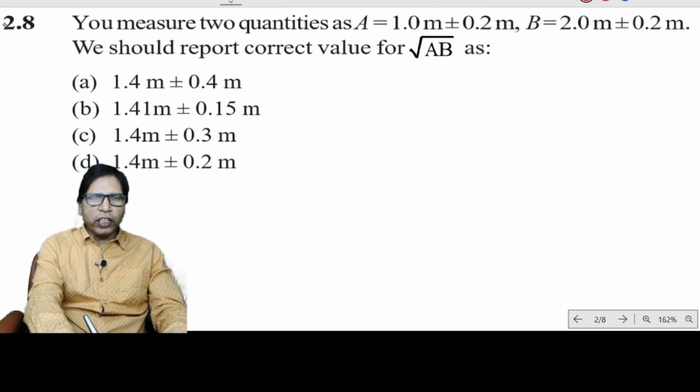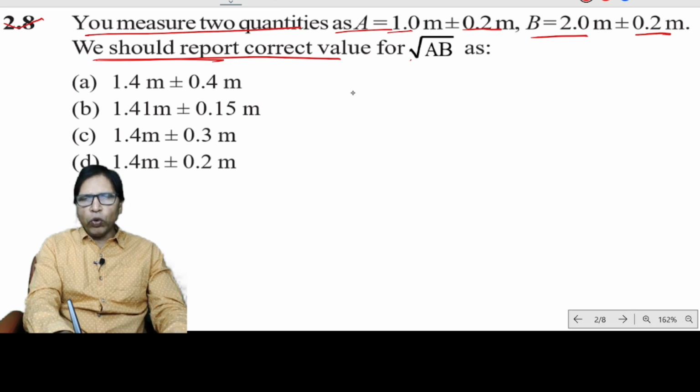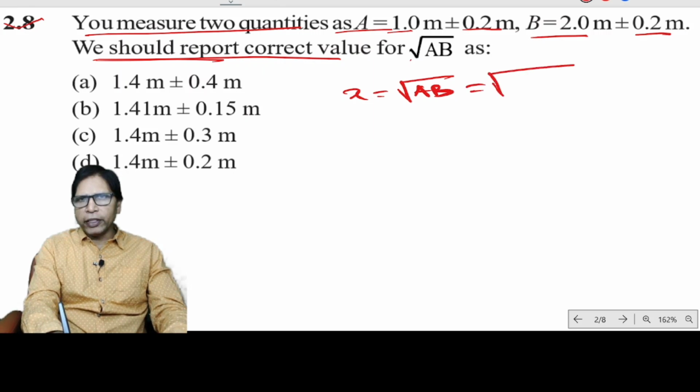Okay. Now question number 2.8. You measure two quantities: A equals 1 meter plus minus 0.2 meter, B equals 2 meter plus minus 0.2 meter. We should report the correct value of root under AB. Suppose x equals root under AB. Now root under AB means 1 into 2, so this is root 2, so this is 1.4.